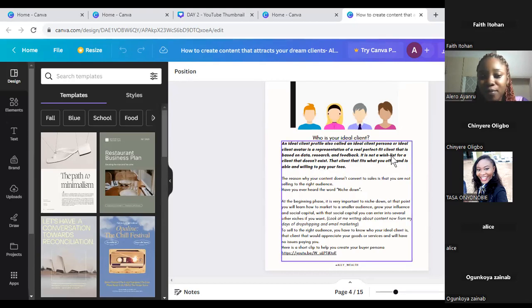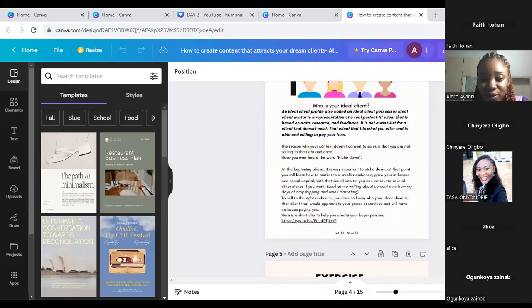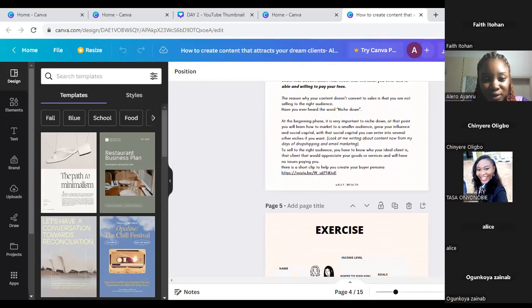Okay. All right. So the reason your client does not convert to sale is that you're not selling to the right audience. So one of the things that you need to do is to niche down. So I spoke to you earlier. So right now, I want you in the WhatsApp group to write what you do and who your target audience are.